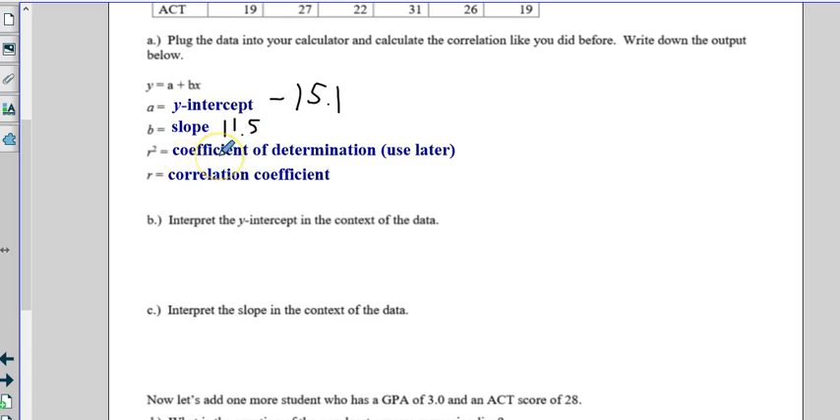r squared is our coefficient of determination. We'll get to that in the next lesson. But it was 0.91. And then our correlation coefficient, r, the strength of the line, 0.96. So in other words, is that a pretty strong correlation? Yes, it is. If we did a scatter plot, most of the dots would be close to the line.